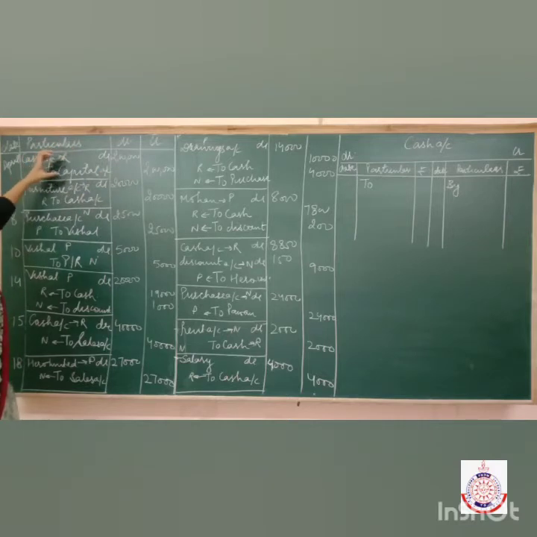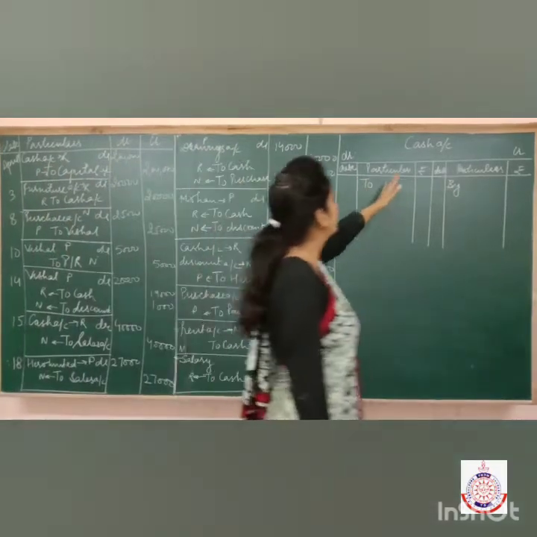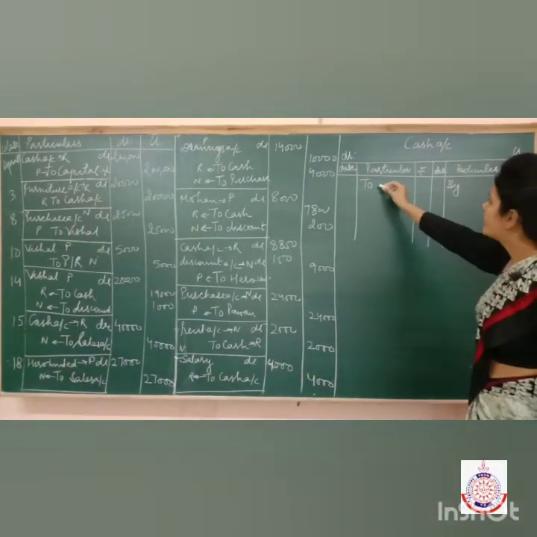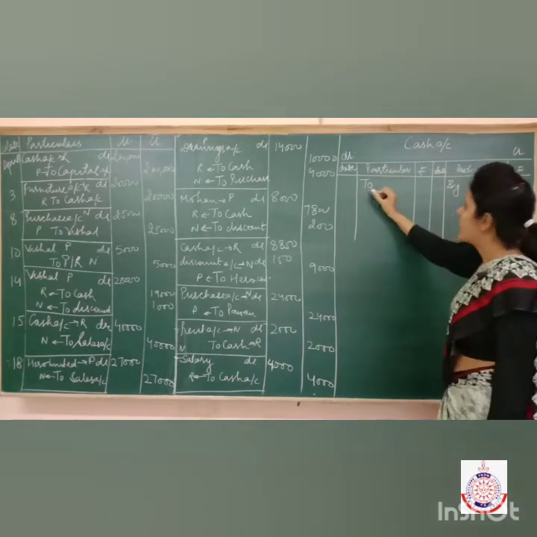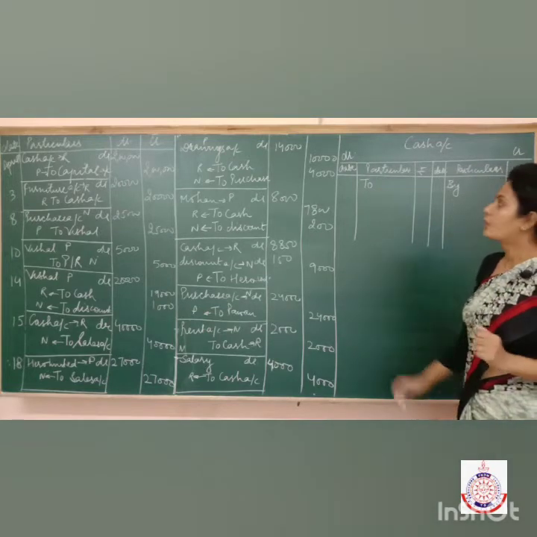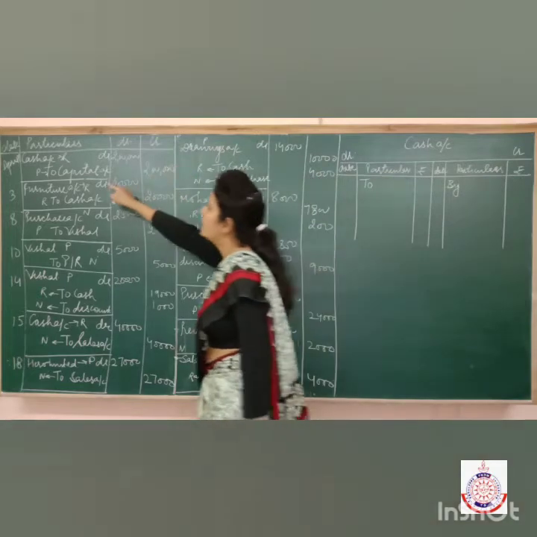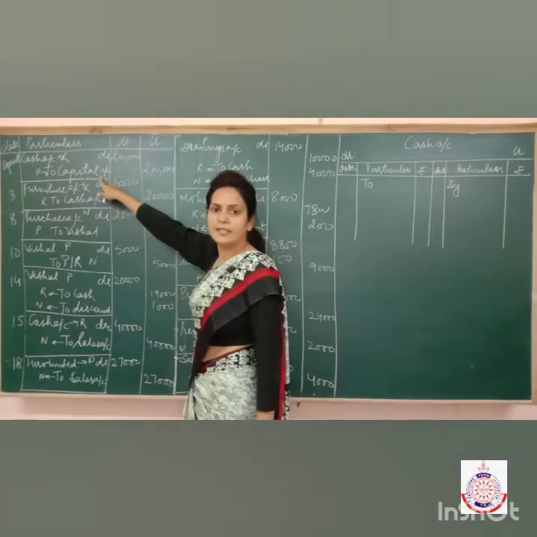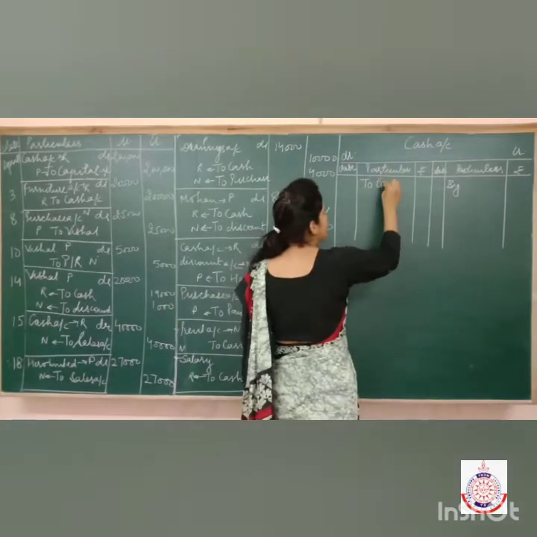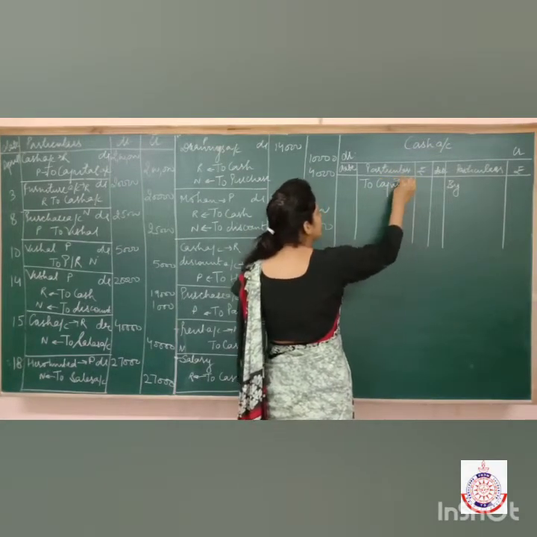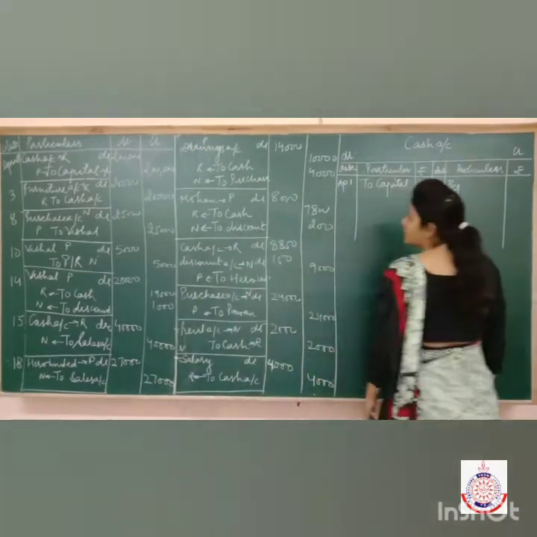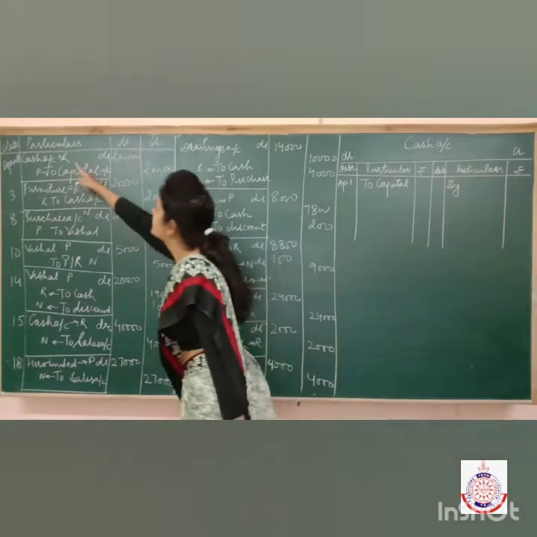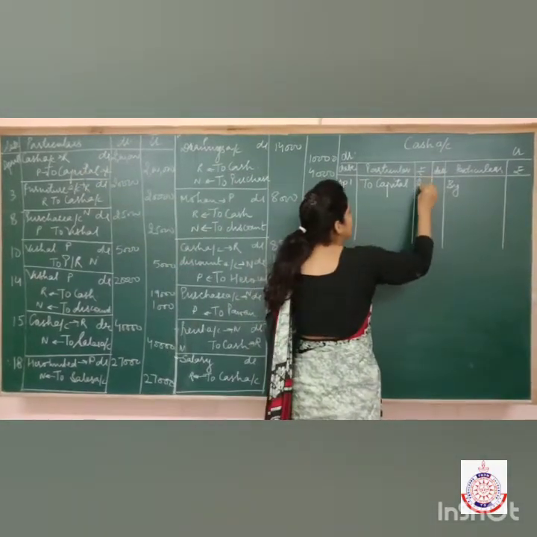So if in the journal entry cash account is debited, then in the cash account or in the ledger, this transaction will be recorded on the debit side of cash account. And we'll start with the word to. Now cash account is debited with which account? Check. Cash account is debited with the account capital. So what I'm going to write here? To capital. And write the date. It's April 1. Write the amount. You can see cash account is debited with 2 lakh. So write here 2 lakh.